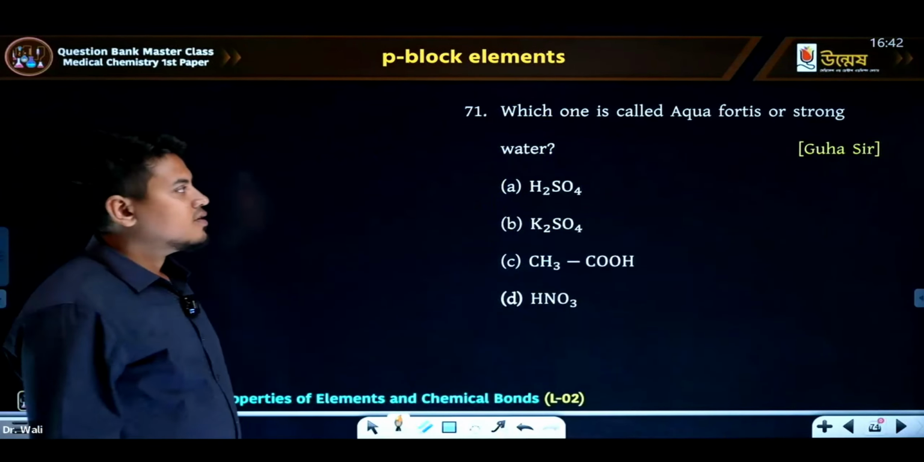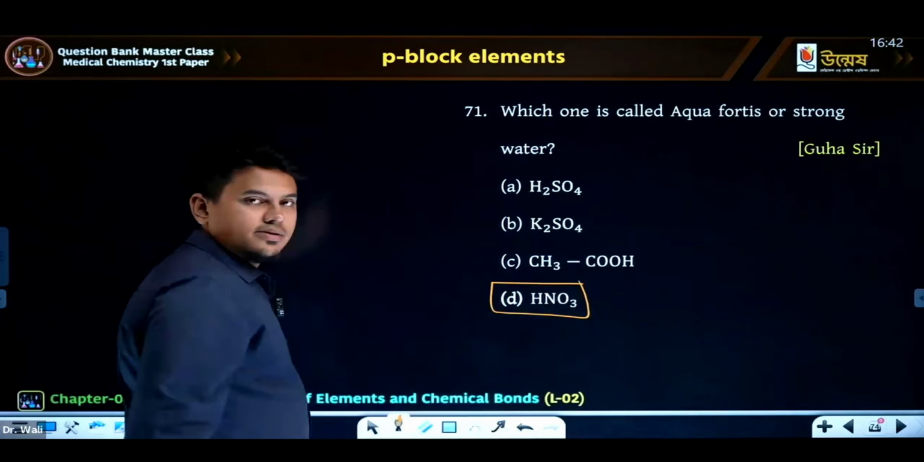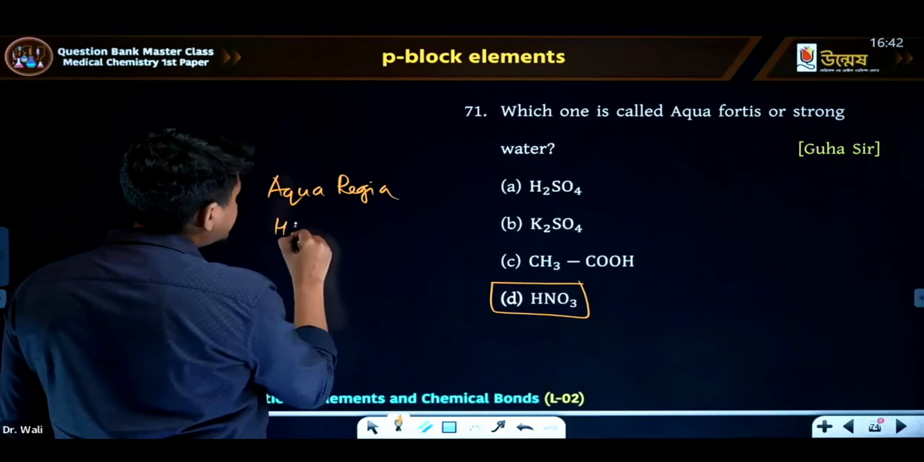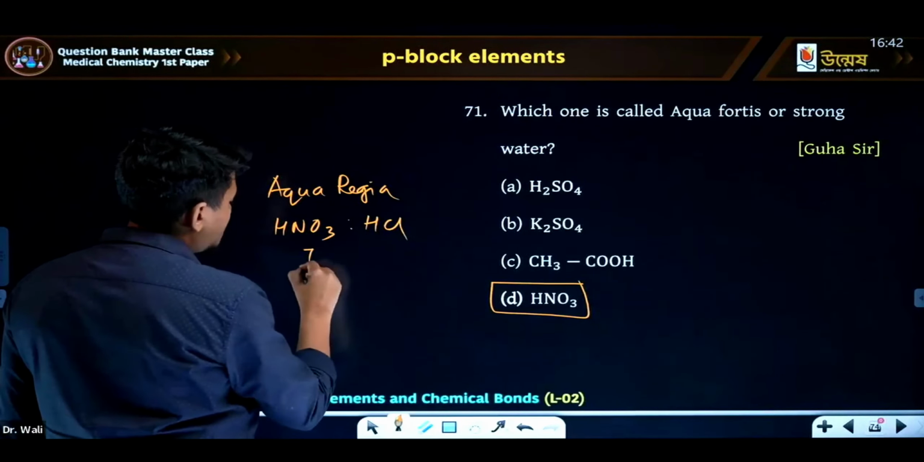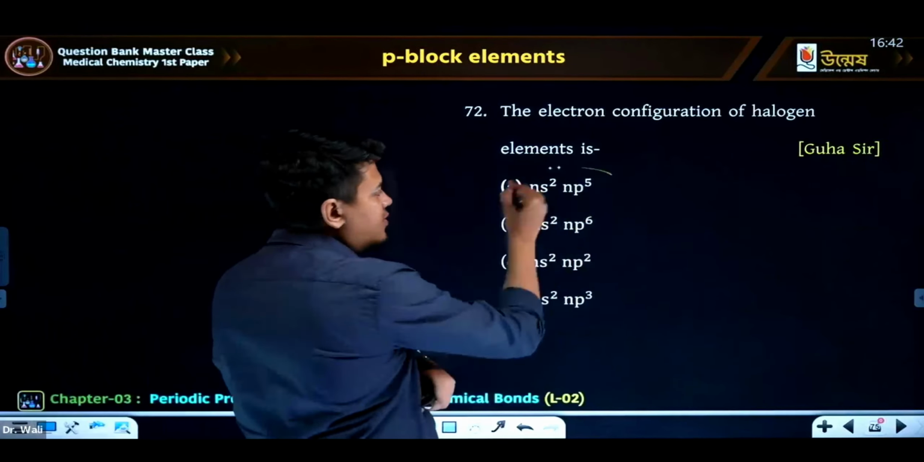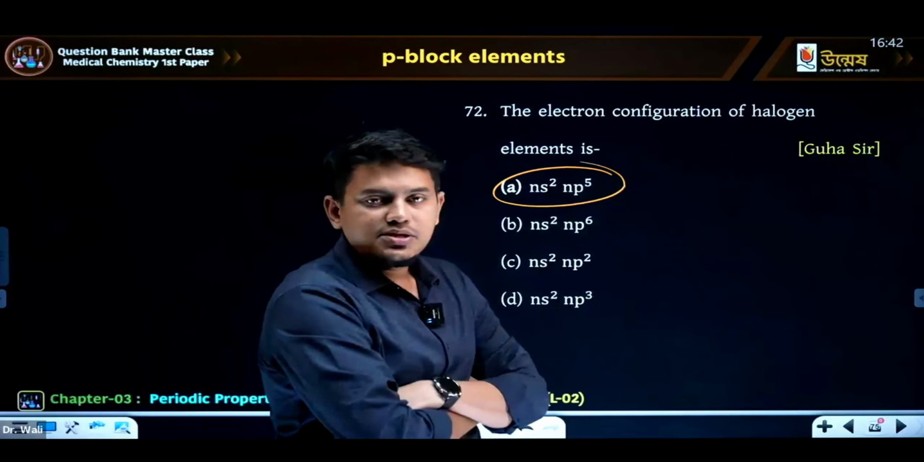Which one is called aqua fortis or strong water? Aqua fortis is nitric oxide, I mean nitric acid. Nitric acid. On the other hand, aqua regia is a mixture where nitric acid and hydrochloric acid are present in a 1:3 ratio. The electronic configuration of a halogen element will be ns2 np5, because the valence shell of the halogen contains 7 electrons.